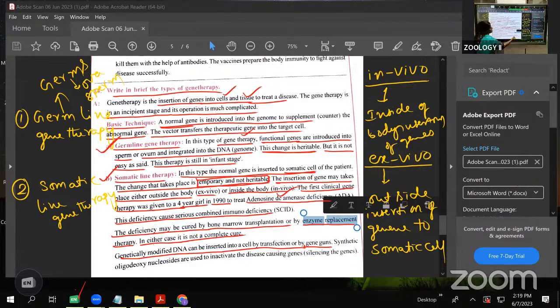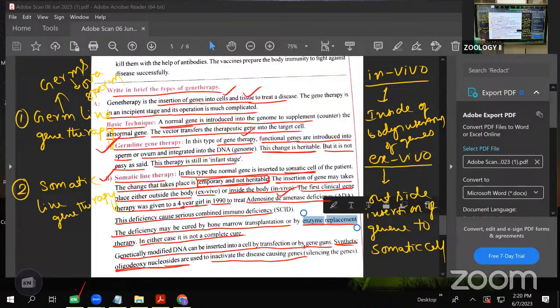And here next, the synthetic oligodeoxynucleotides. Clear? Synthetic oligodeoxynucleotides are used to inactivate the disease-causing genes. Here, the genes which are causing the disease are inactivated by the synthetic oligodeoxynucleotides.